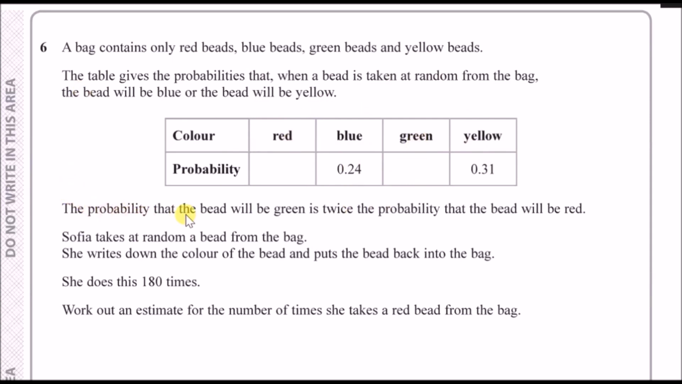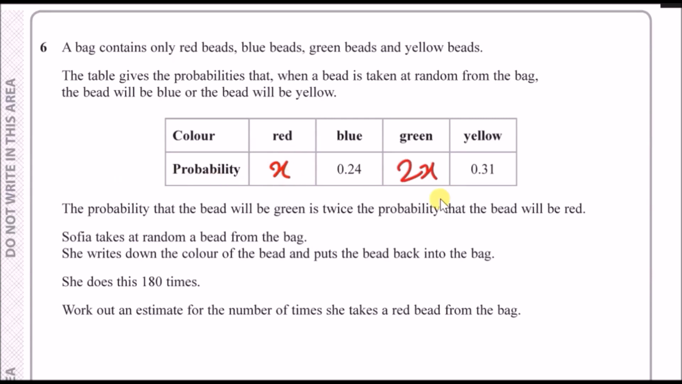Now the probability that the bead will be green is twice the probability that the bead will be red. Okay, so before I read the rest of this, let's go ahead and fill out this table with this information. Now it's telling you that whatever you get for red, green is going to be 2 times bigger. So what I'll do, guys, is call red X for now. And this means that green would have to be 2X.